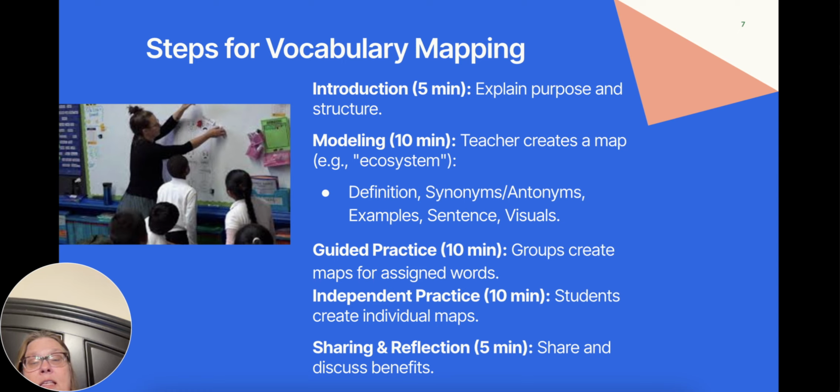And then within independent practice, we want the students to create individual maps, and we're going to work on that for about 10 minutes. We do want them to select words from their reading and create these individual maps. It's going to help them support what they're reading and their understanding. Then to conclude everything, we're going to come back and share and reflect on the words that they chose, where the students are going to present their map and discuss how the process deepened their understanding. And you want to do this for about 5 minutes or so.